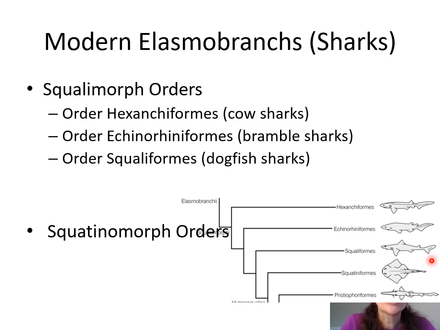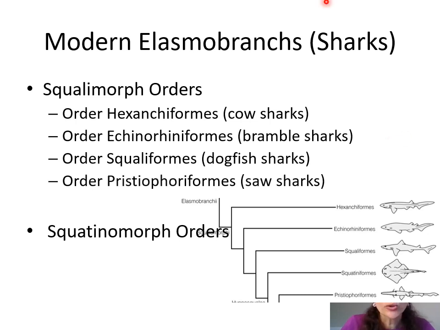The Squaliformes is a really diverse group. There's a lot of variety in the size and the shape of the sharks. They are found worldwide, everything from polar regions to tropical, everything from open ocean to shallow coastal areas. They include the dogfish sharks, like I said, as well as the gulper sharks, sleeper sharks, among other groups.